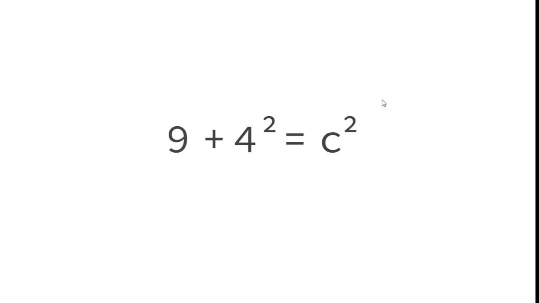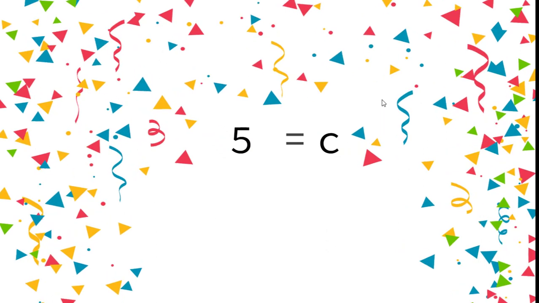3 squared gives us 9. 4 squared gives us 16. When we add those together, we get 25. Now, to get the length of C, all we have to do is find the square root of both sides of the equation. The square root of 25 is 5, and the square root of C squared just gives us C. And now we know that C equals 5 units on our right triangle.